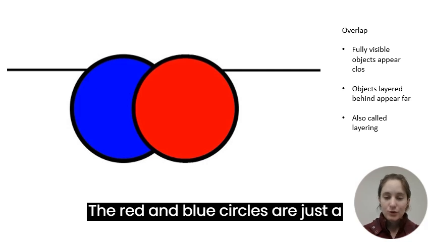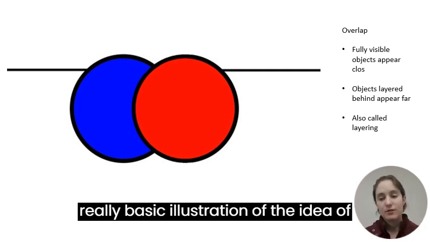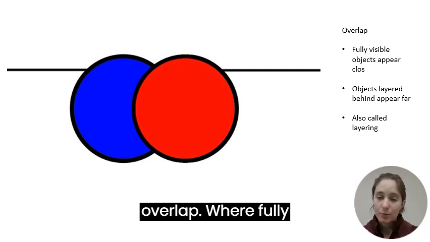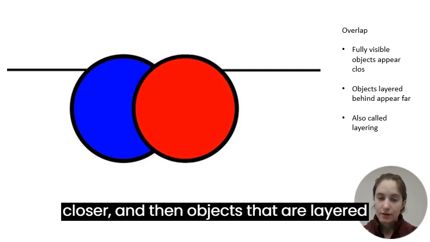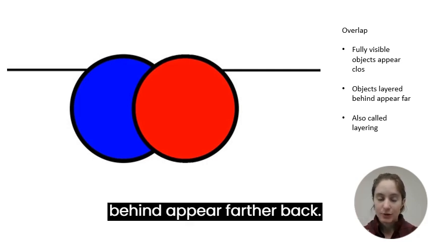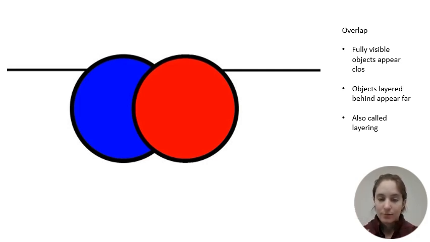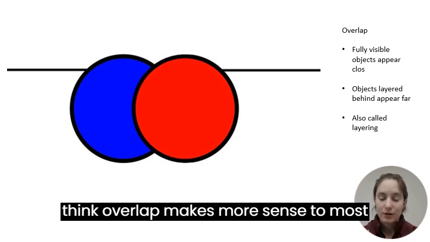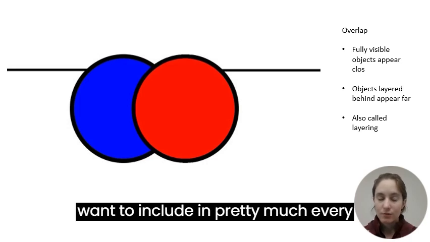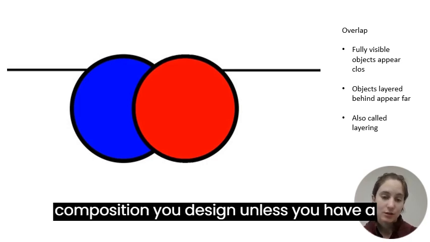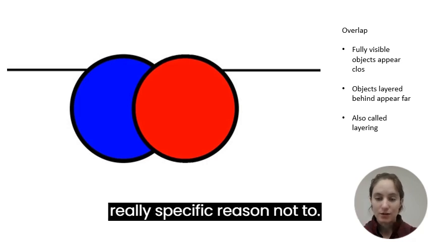The red and blue circles are just a really basic illustration of the idea of overlap, where fully visible objects in the composition appear closer, and then objects that are layered behind appear farther back. This can also be called layering, but I think overlap makes more sense to most people. And this is something you will want to include in pretty much every composition you design, unless you have a really specific reason not to.